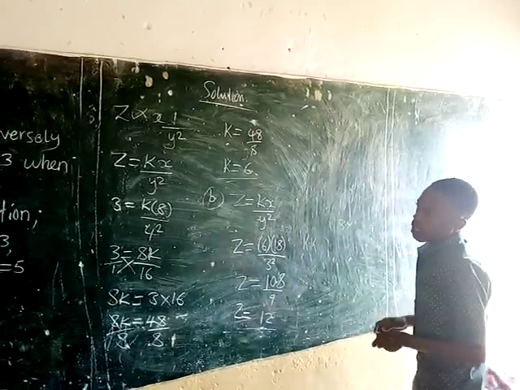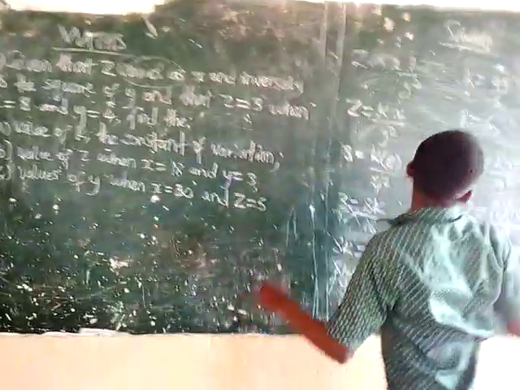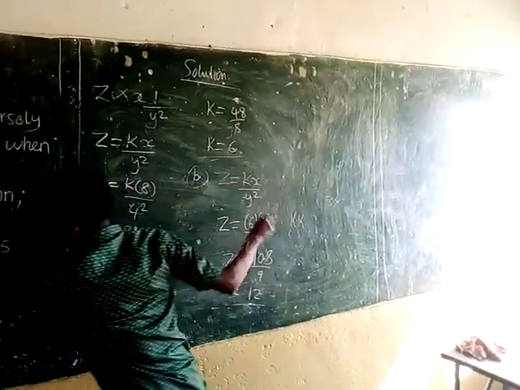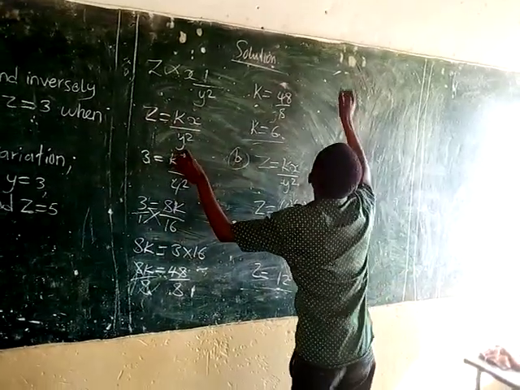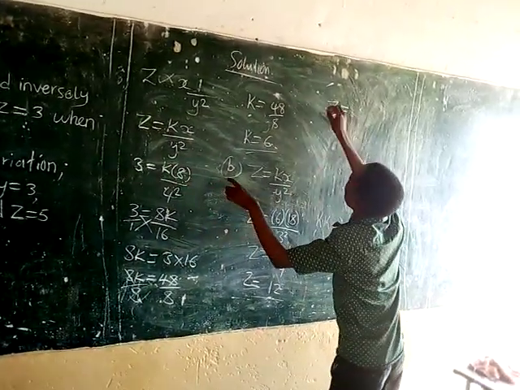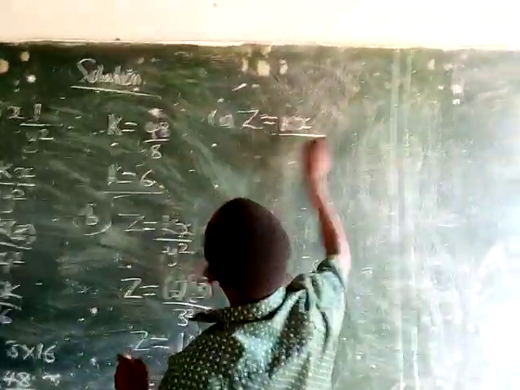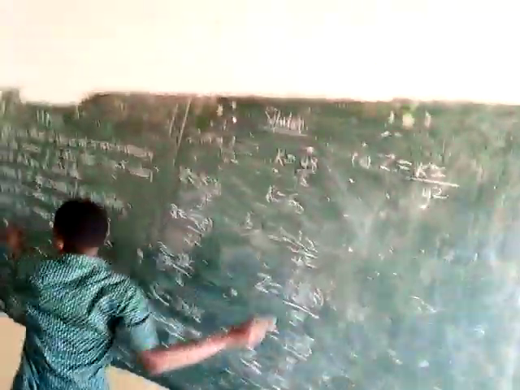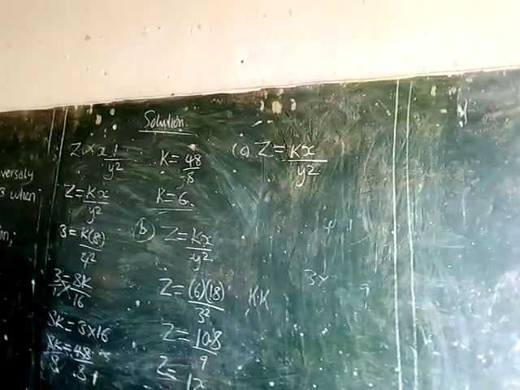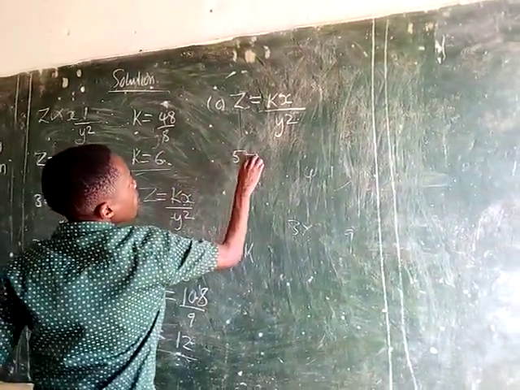Now let's quickly calculate the last question, which is find the values of y. So again, for us to find the values of y, we are going to use the same formula that we've created. Z is equal to kx divided by y squared. What is the value of z? Remember, we are on question C. Z is equal to 5. So wherever there is z, we put 5.